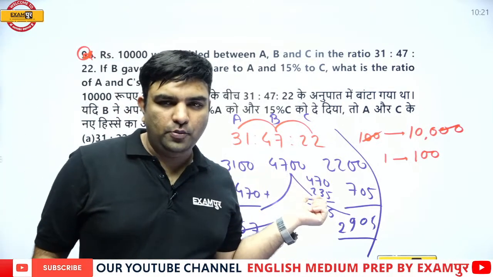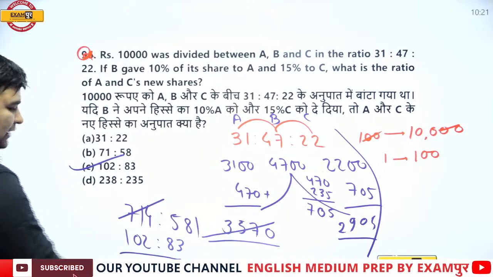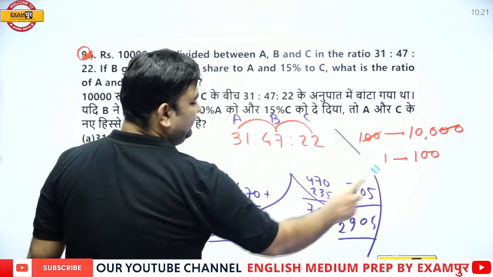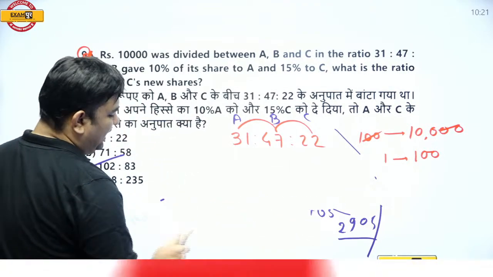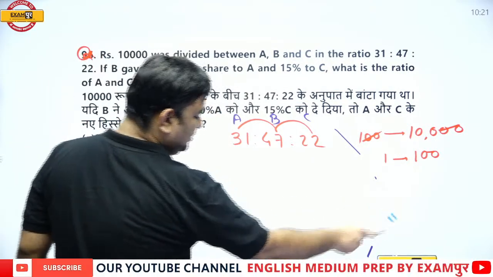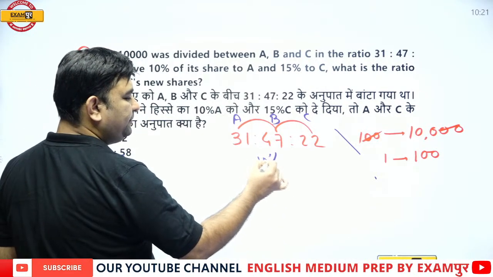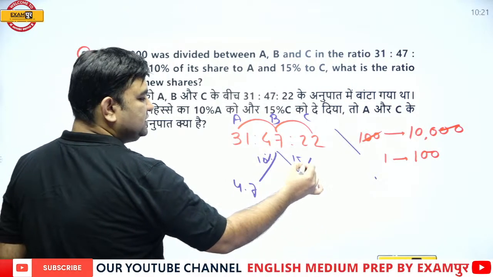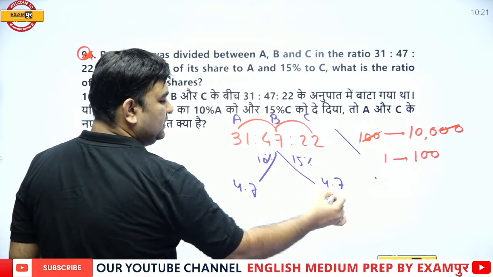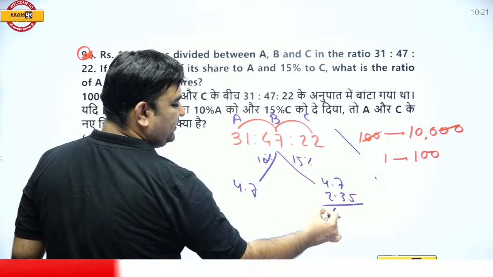But if you want to make it a bit short, then you can calculate the 10% and 15% of this 47 directly. Like what is the 10% of it? 4.7. And what is the 15% of it? It's 4.7 plus 2.35. So you will say, sir, 7.05.